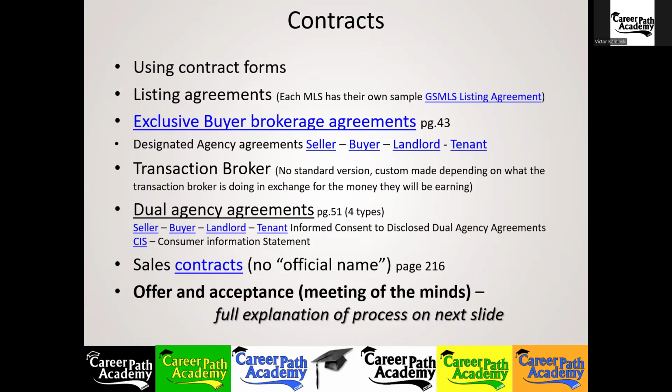So in our contracts, we use listing agreements. Each MLS has their own. Some include the BSA, the brokerage service agreement, that talks about commissions, and others don't. We have exclusive buyer's agency agreements. We have our designated agency agreements, transaction brokerage agreements. Although there's no universal one, those need to be custom written. We have dual agency, disclosed dual agency agreements. And we have the CIS form, which is the first document we give to anyone that tells you the different business relationships and different ways that an agency can work with somebody.